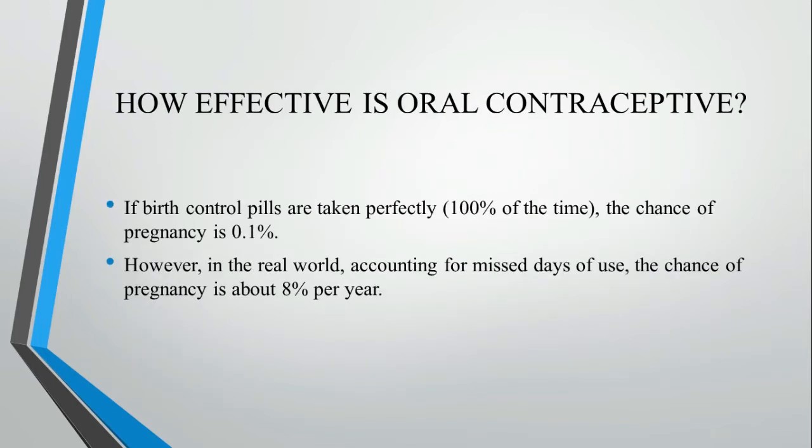So how effective is the oral contraceptive? If the oral pills are taken perfectly, that is 100% of the time, the chances of pregnancy is 0.1%. However, in the real world, accounting for missed days of use, the chances of pregnancy is about 8% per year.